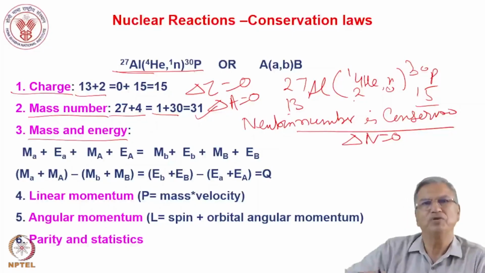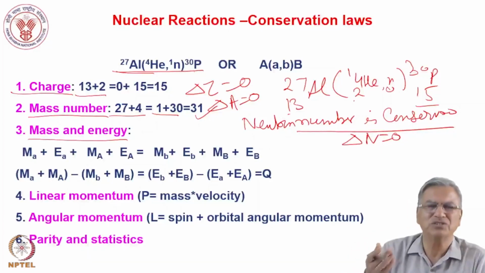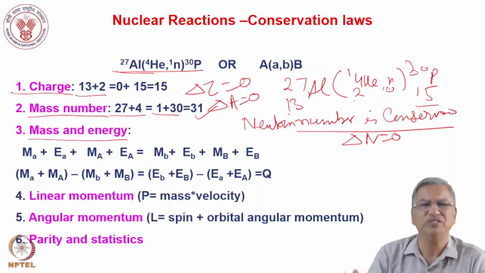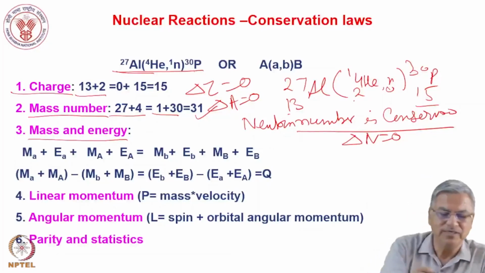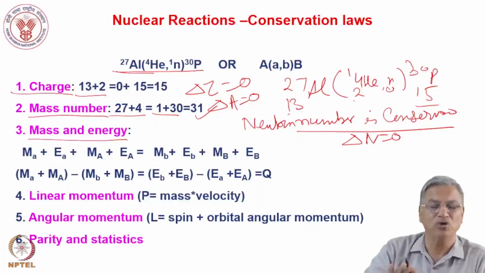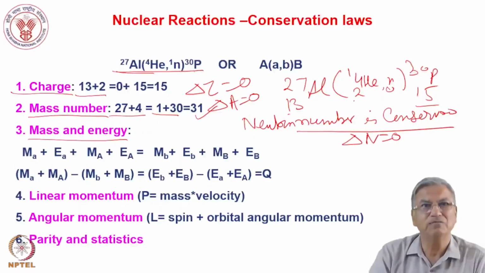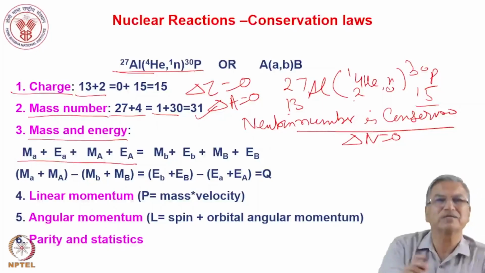Now, when it comes to mass and energy, as you know, mass and energy are interconvertible. So when the nucleons combine to form a nucleus, energy is released. Or if you want to break a nucleus into constituent nucleons, you require energy. So that is why, when it comes to conservation of mass and energy, it is the sum total of mass and energy that is conserved, not mass alone. Mass alone is not conserved, energy alone is not conserved. It is the mass plus energy together that are conserved.